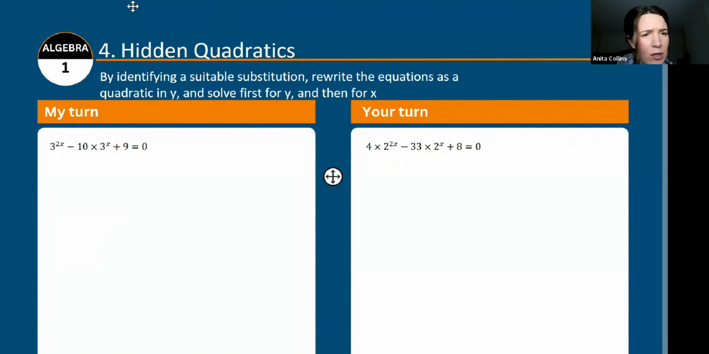So it doesn't look like a quadratic. However, if we inspect it a little bit more closely, we've got a power of 2x up here and a power of 1x up here. So it does feel a little bit like x squared, x, kind of, but not exactly. So it's said to rewrite it as a quadratic in y.